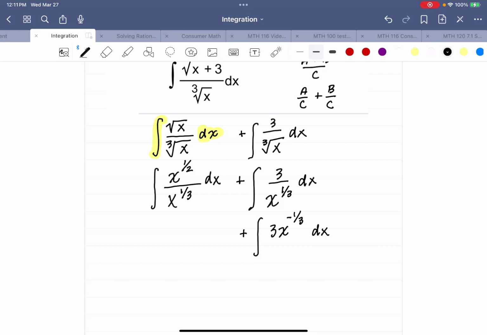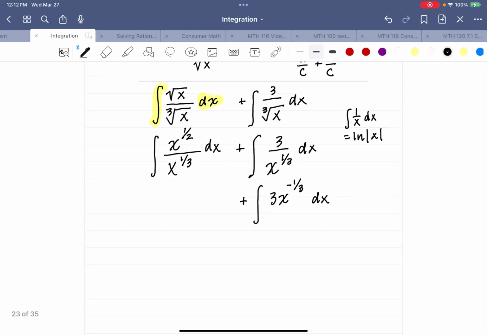Remember, when you have a variable in the denominator, you're going to want to make that a negative exponent unless it's a 1, right? If you have the integral of 1 over x dx, you can't do that one. You have to recognize that one is the natural log of absolute value of x. But on this first one, I'm going to reduce that just like I would if I had whole number exponents.